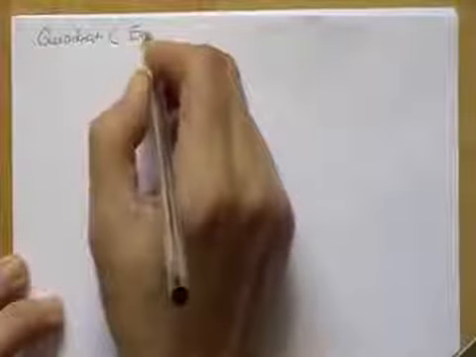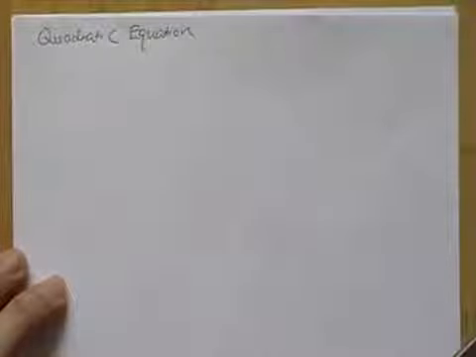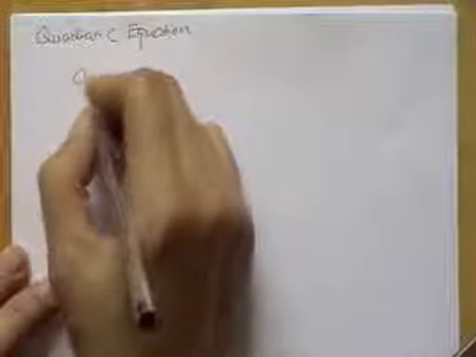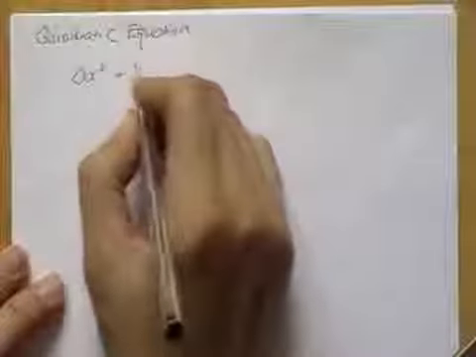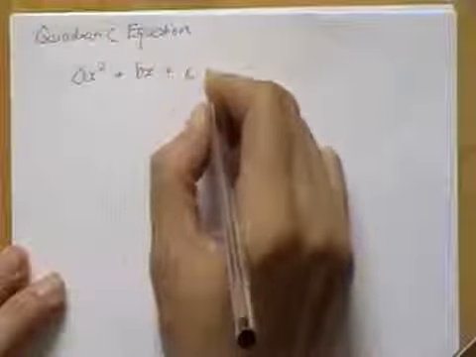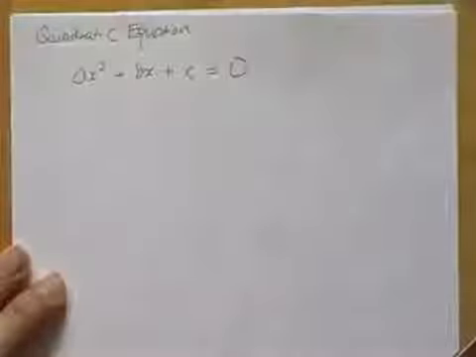We shall talk about deriving the solution for a quadratic equation. Let's write down a general form for the quadratic equation: ax squared plus bx plus c equals 0.